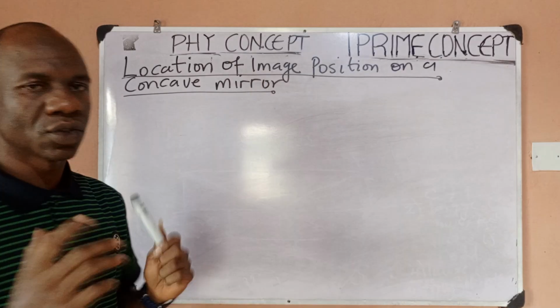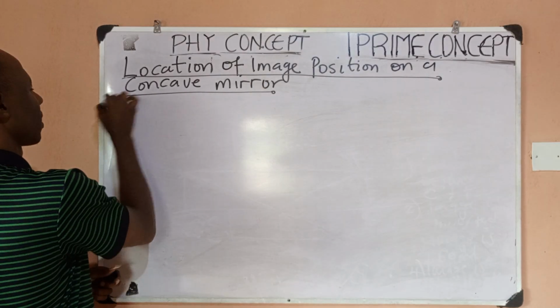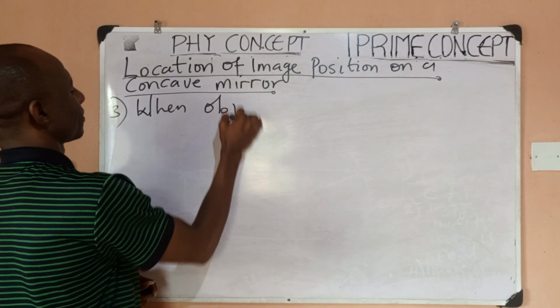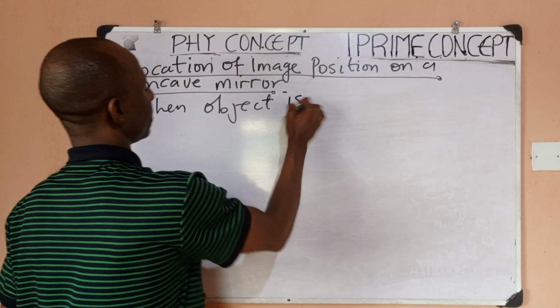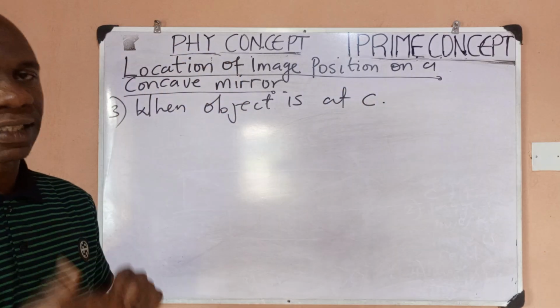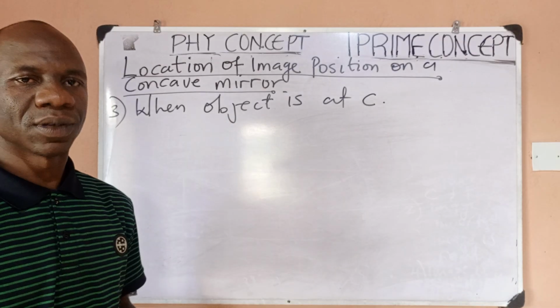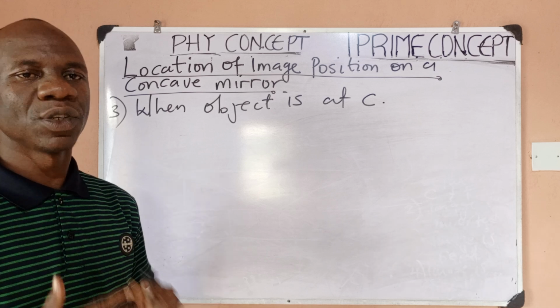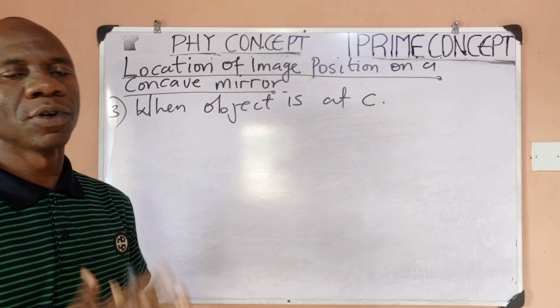In this video, we want to look at the third position. Number 3. When the object is at C. That is to say, when your object is at the center of curvature, where will the image be formed?